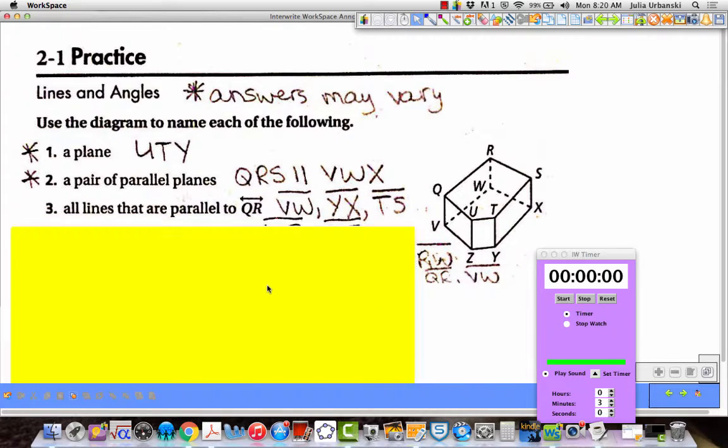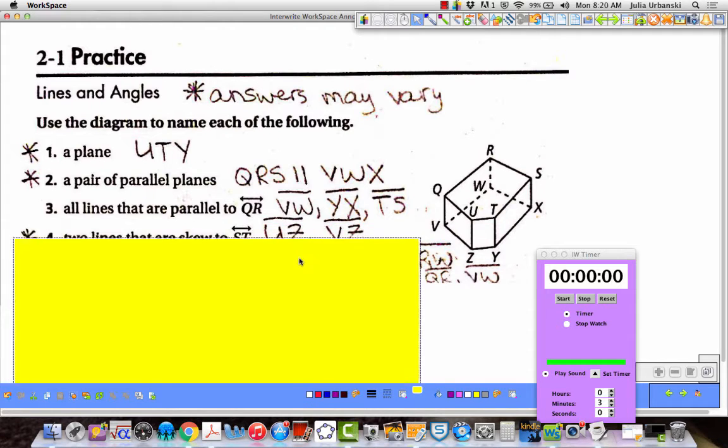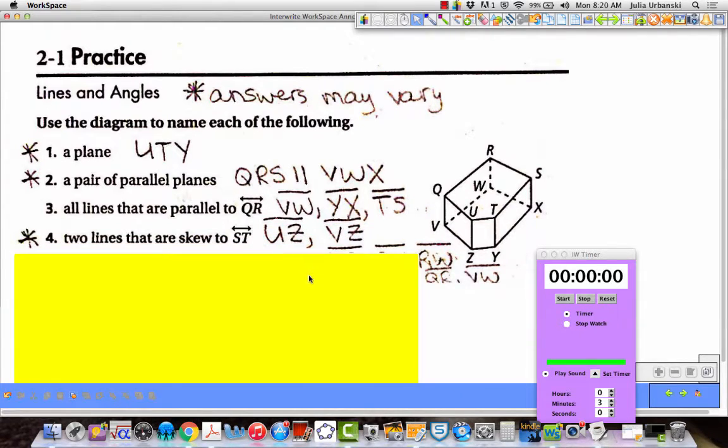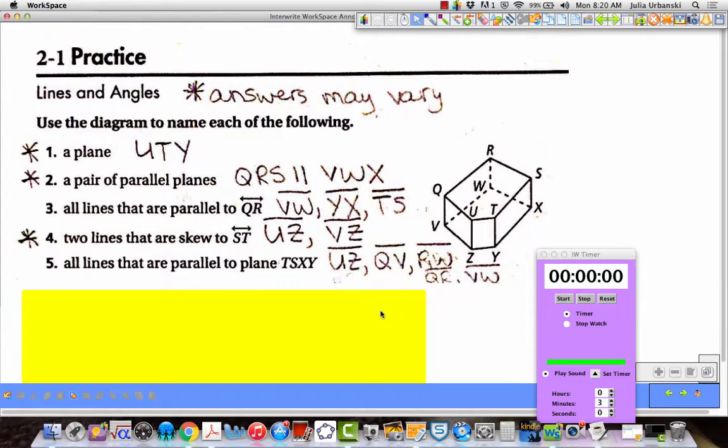Number 3, these 3 lines are parallel to QR. It doesn't matter what order you use. If you say WV or XY or ST, that's all right. Number 4, there's many possible answers. You're supposed to pick 2, so I picked UZ and VZ. If you have questions on yours, I'd be happy to check them. All lines that are parallel to TSXY, that's a plane. So all lines that are parallel to it are all the lines, 1, 2, 3, 4, 5 of them there. Copy those down if you didn't get those quite yet.